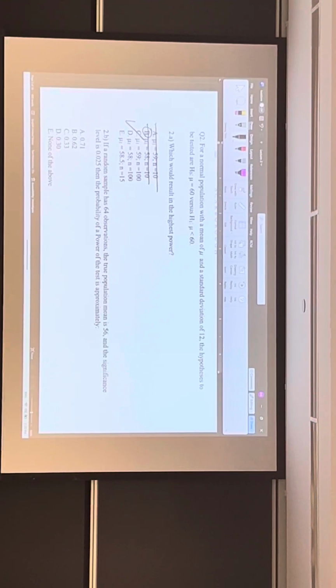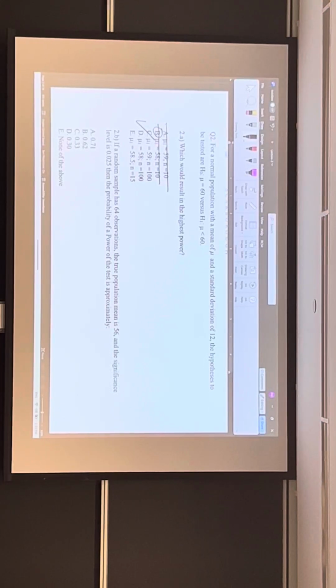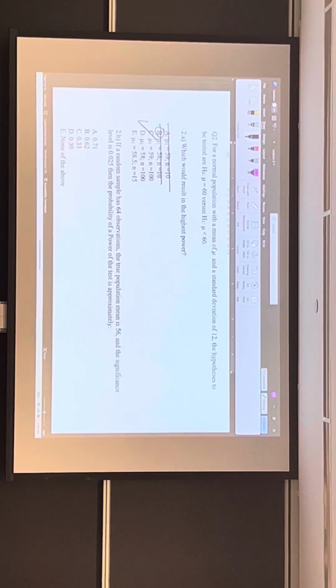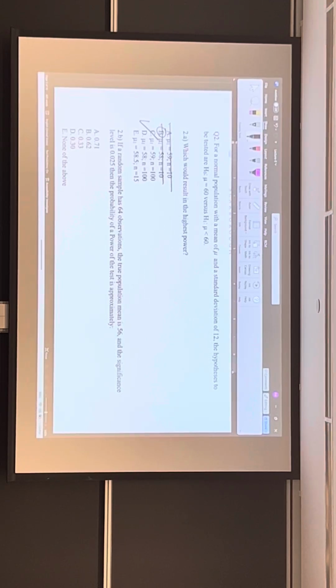I use a simple rule of thumb. Bigger sample size, farther away alternative, more power. That allows me to eliminate all but D. Right? Okay.